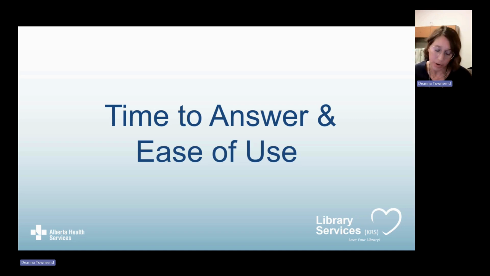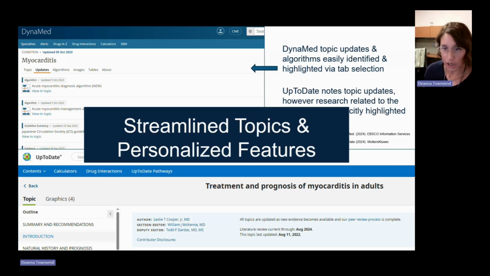Now, that's not necessarily about evidence, that's more about familiarity with a tool, but it's very useful to take a look at these tools and what they have to offer. So when you're using a tool and you want evidence for your clinical decision-making, what you might want to look for are streamlined topics and personalized features so that you can personalize to your clinical specialty.